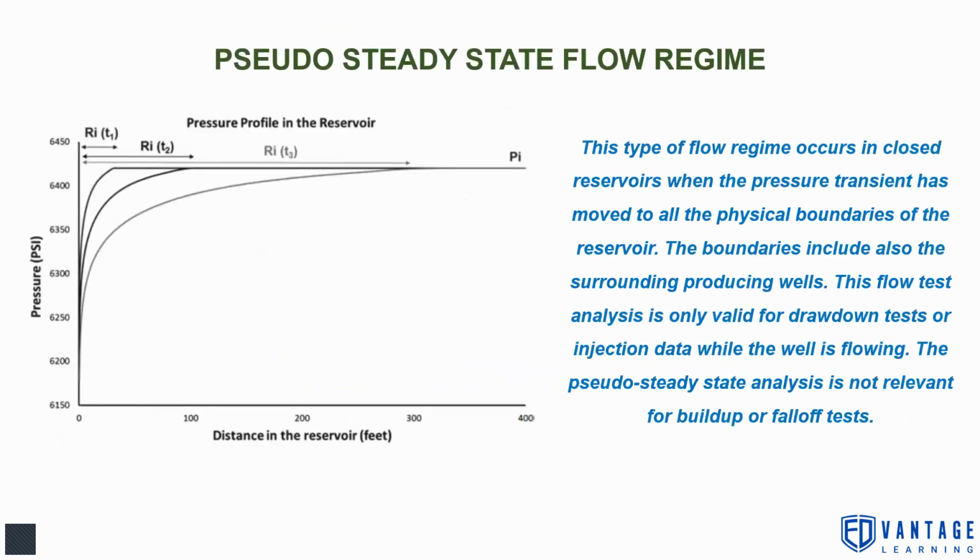For pseudo steady state, you can see after a time t above radius r, the pressure is now constant. So ∂P/∂r is now zero here. There is no change of pressure with radius. That is what this means. But ∂P/∂t is constant. This type of flow regime occurs in a closed reservoir when the pressure transient has moved to all the physical boundaries of the reservoir.